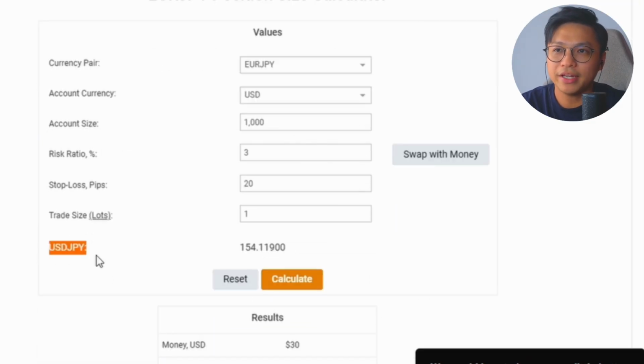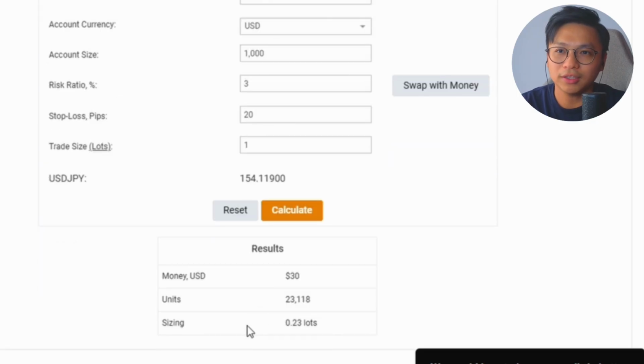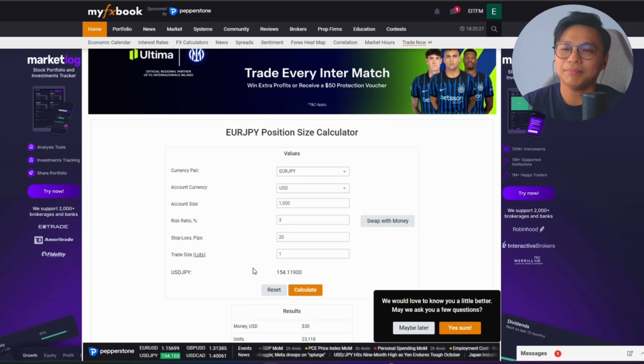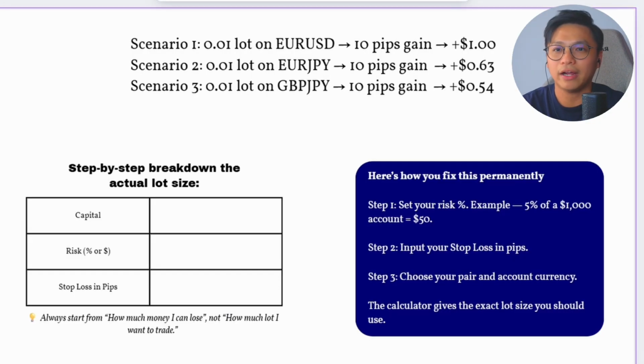Because here we have the dollar yen exchange rate right now, you will get the lot size very accurately and instantly after clicking calculate. So here you will get 0.23 lot size. So what happens when the trade hits your stop loss? You will lose exactly $30 only. So to make it simple, just fully utilize the tools out there. You don't need to confuse yourself and make things complicated with all these formulas.